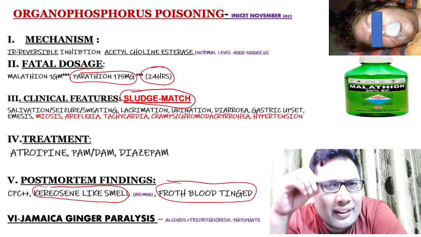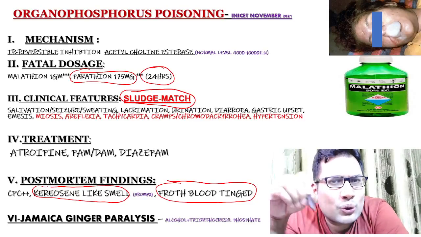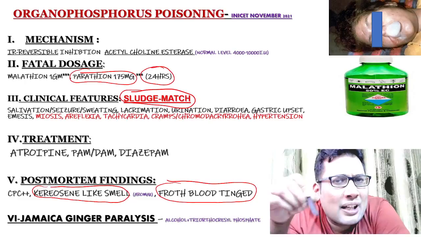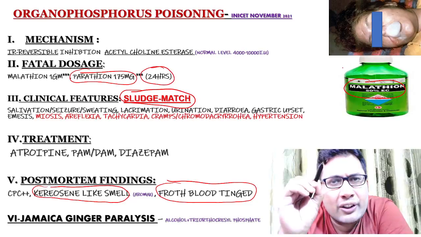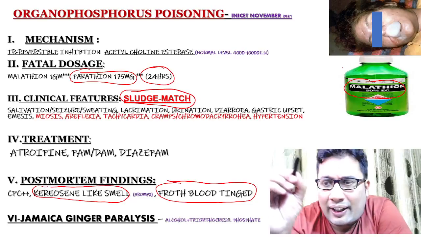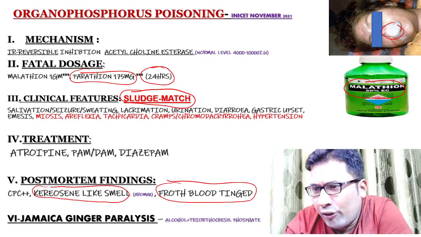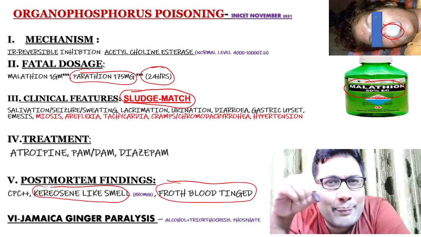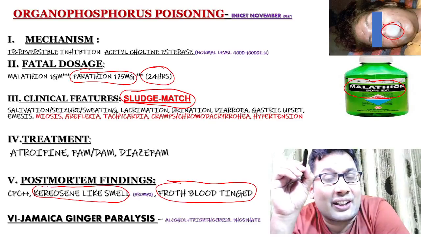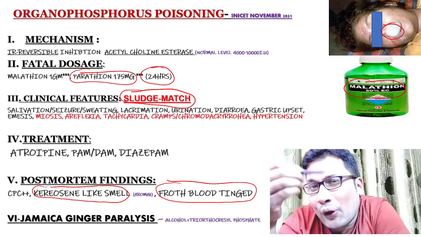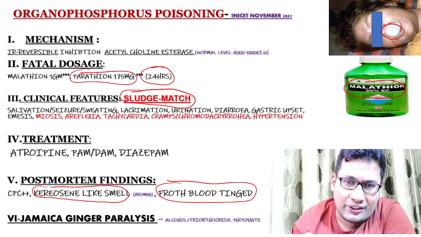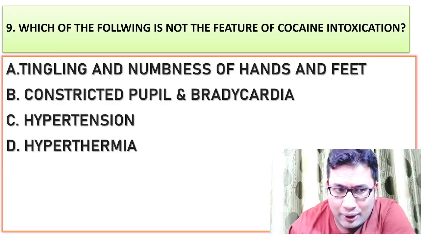So this is about the in and out of the OP poison, and go through these lines again and again. This can be asked in upcoming exam. So this is malathion. What is the fatal dosage of malathion? That is 1 gram. So what is the finding here? Froth. The froth around the mouth can be seen in various conditions. It can be seen in snake bite, in OP poison, in drowning, n number of conditions. So yes, this is about question number 8.